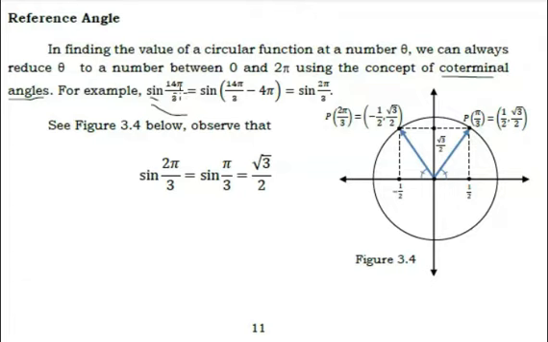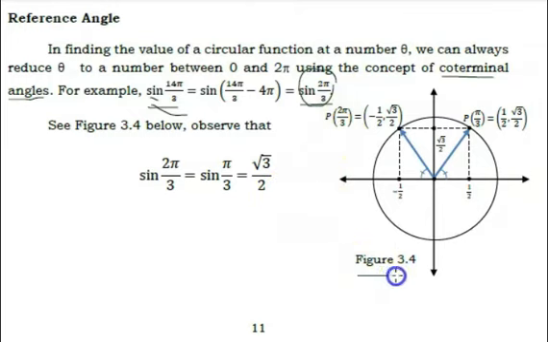So para makita nato ang value ni sine 14 pi over 3, kailangan nato makita ang iyahang coterminal angle. So in finding the coterminal angle, we found out nato nga iyang coterminal angle is si 2 pi over 3. So therefore, since gipangita man nato si sine 14 pi over 3, pangitaon pud nato ang sine ni 2 pi over 3 because they have the same value. Okay. So let's proceed to figure 3.4.